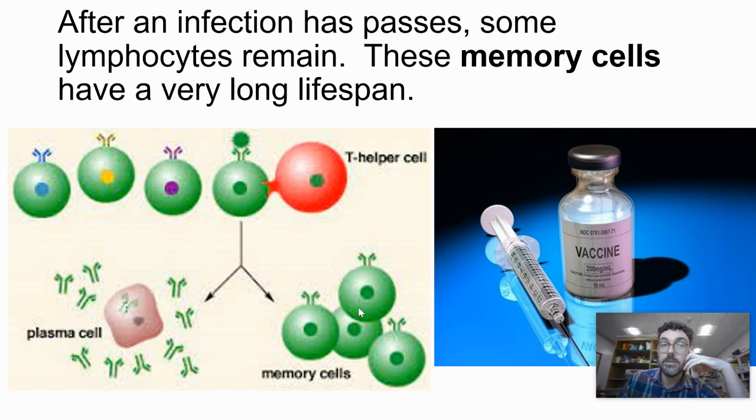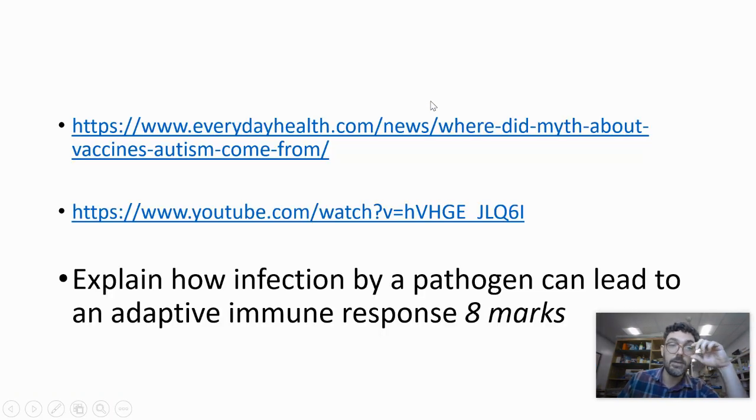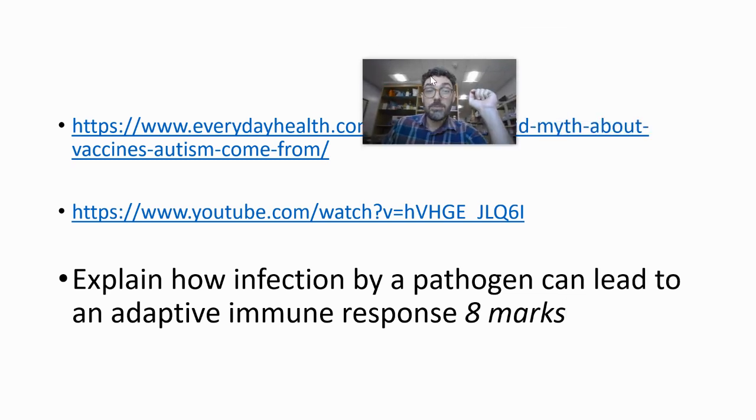And it's those memory cells that get activated every time you get a vaccine. So what the vaccine does is it doesn't get you sick, but it gets you just sick enough to activate the right T cell, which activates the right B cell, which produces memory cells to help you fight off infection in the future. So all of that put together is how your cells make a specific immune response.